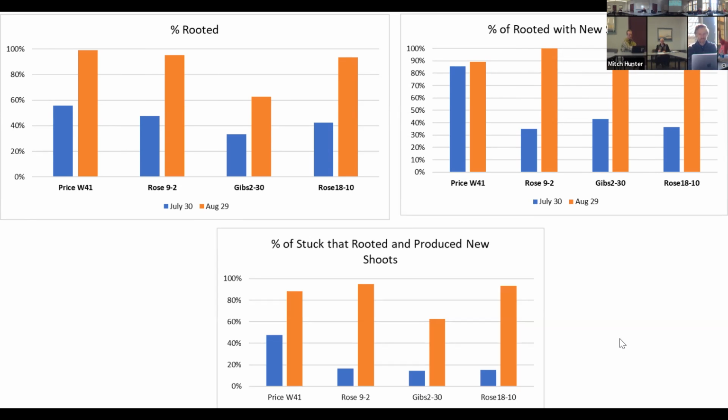Everything that was stuck. Isn't that the difference between these different graphs? Shoots. Basically, that's still a reduction.